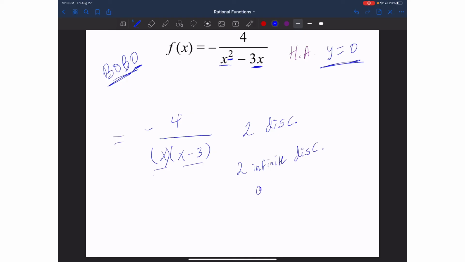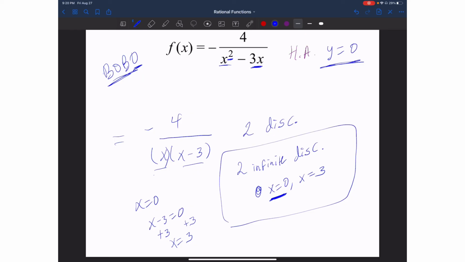So the first one will happen when x is equal to 0. And then the second one will happen when x minus 3 is equal to 0. So for this one, I didn't have to solve because I know it happens at x equals 0. This one I do have to solve. So add 3 to both sides, and I get x equals 3. So this is an example where we did not have a removable discontinuity, but we had 2 infinite discontinuities.